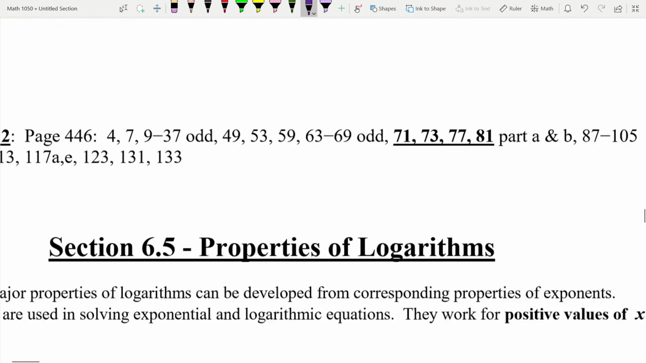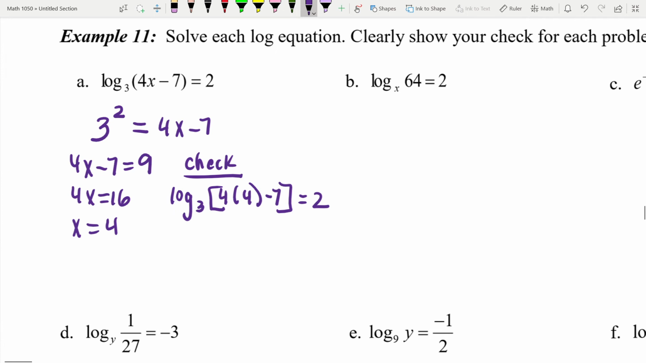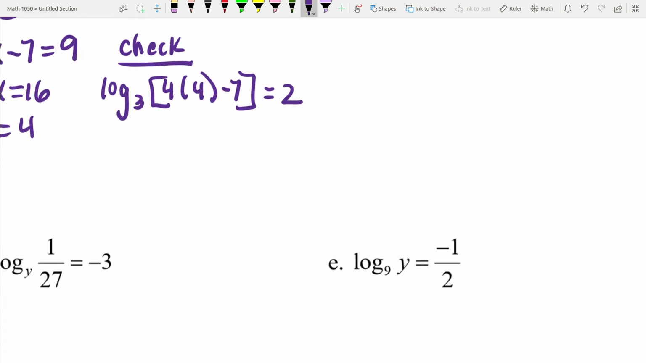We have to apply that in order to check this thing. Okay, putting this in your calculator is kind of tricky, so I want you to watch closely, okay? Grab your calculator and do this with me. Everybody go log. Now, 4 times 4 is 16, right? So I'm going to go 16 minus 7, close it. Then I'm going to go divided by log 3, close it, hit enter.